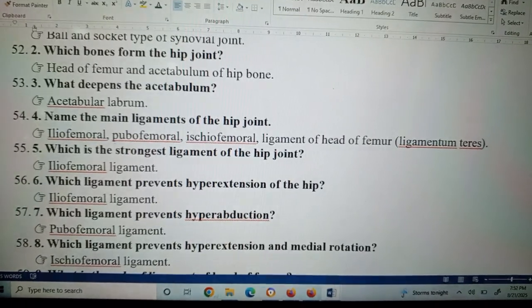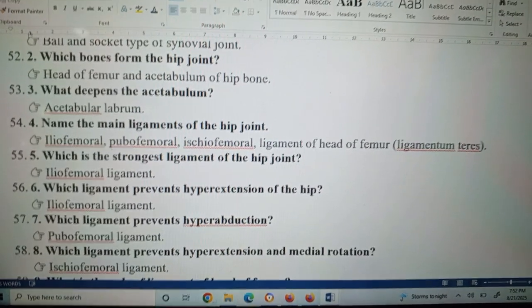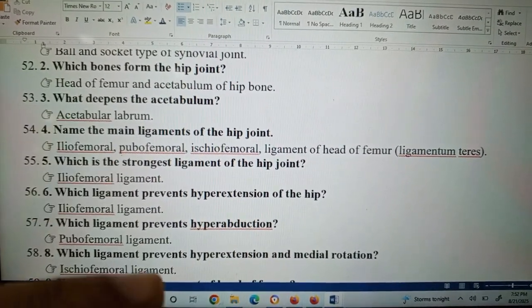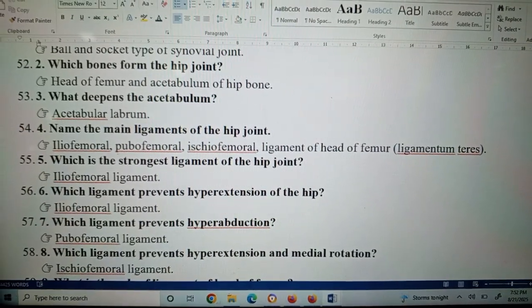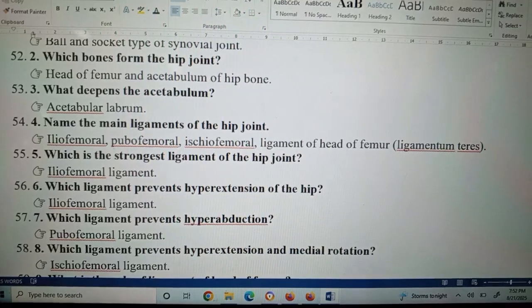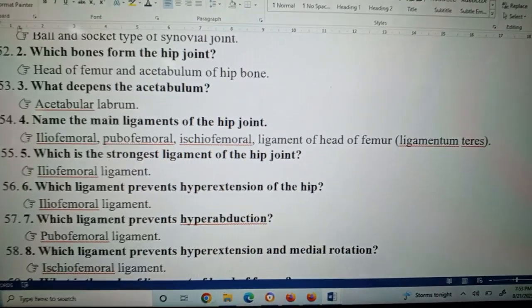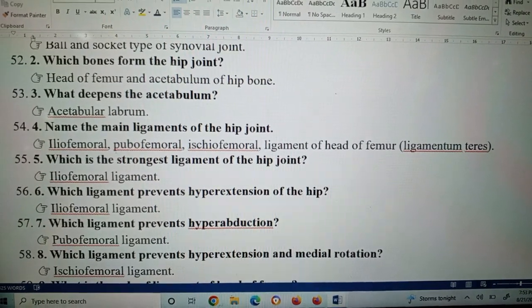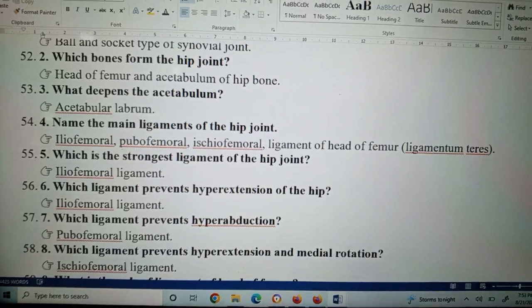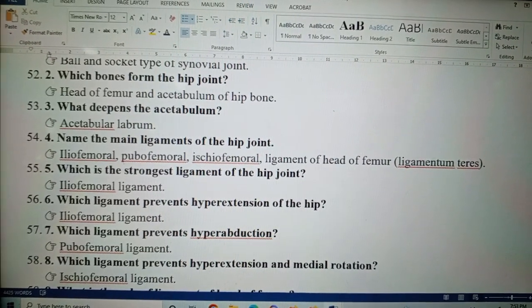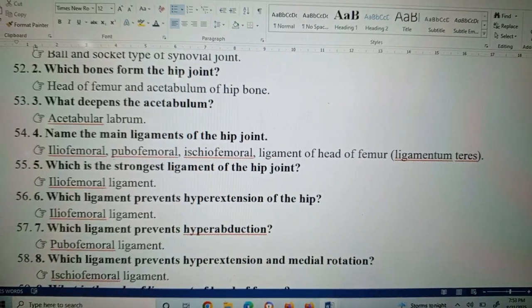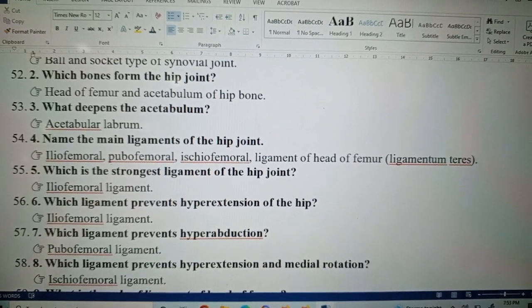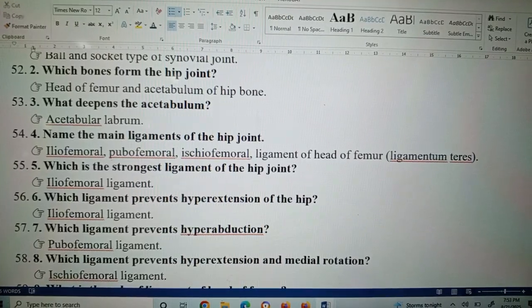That is iliofemoral, pubofemoral, ischiofemoral. You must know the three bones forming the hip joint: ilium, ischium, and pubis. So learn the ligaments like this: iliofemoral, pubofemoral, ischiofemoral, and the ligament of the head of the femur, that is ligamentum teres.